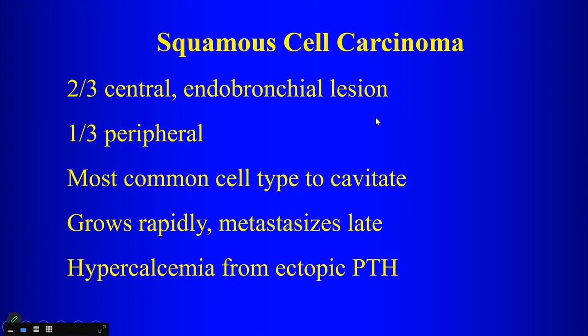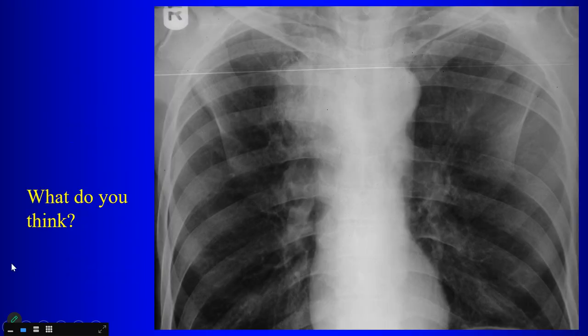Okay. So squamous cell cancer can be endobronchial, can be peripheral, is the most common cell type to cavitate, grows rapidly, and metastasizes late. It can cause paraneoplastic syndrome, hypercalcemia from ectopic parathyroid hormone, right? So those are the things to know about squamous cell cancer.